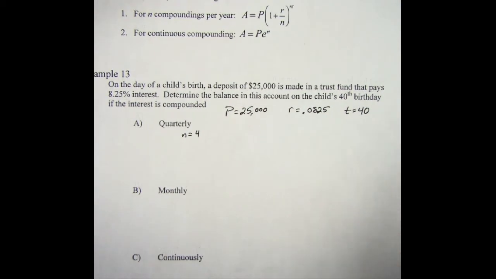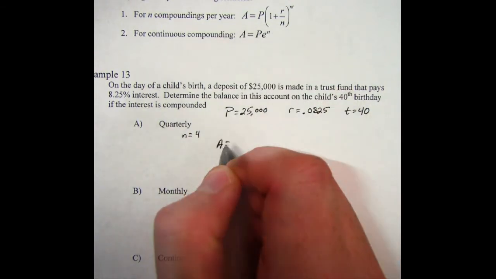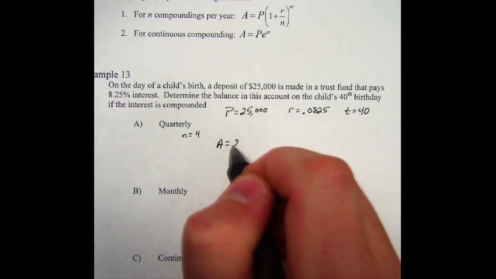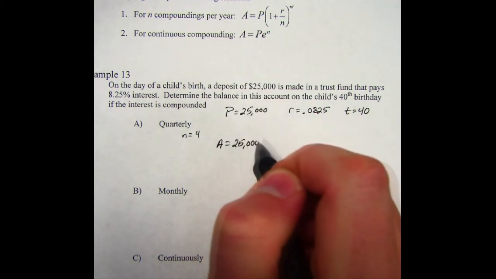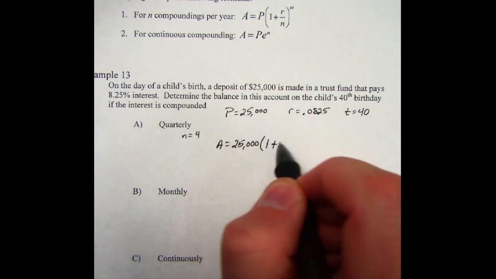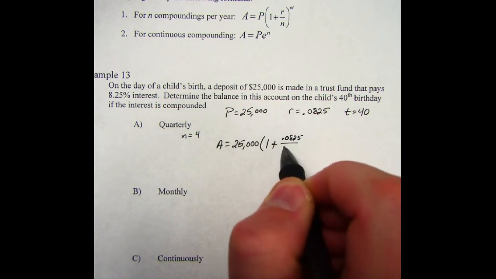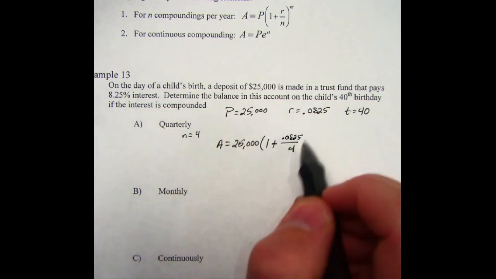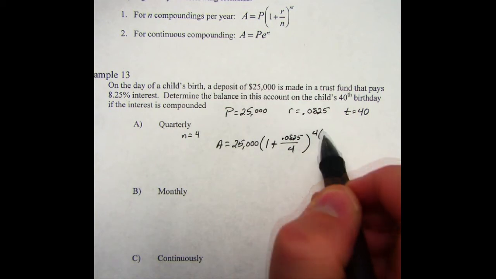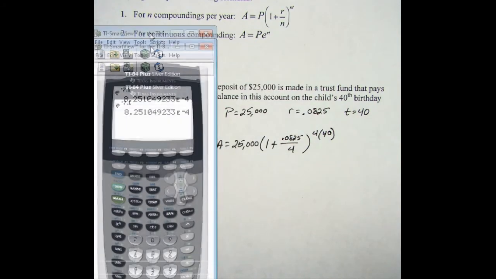So all you do is plug it right into this formula that you have right here. That'd be A, which is your accumulated amount, which is what you're trying to find. Your principal amount, 25,000, times 1 plus 0.0825 over your N value, which is 4, to the 4 times 40 power. Now you can just plug that straight into your calculator, and I'll show you one time how to do it on your calculator. Let me zip that over here.